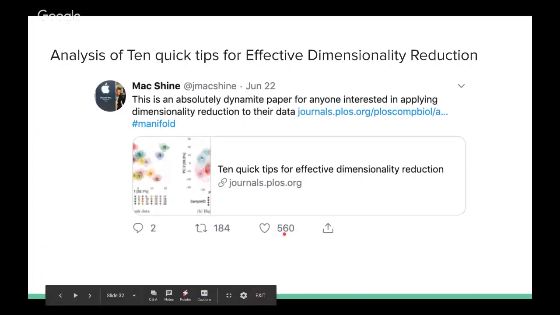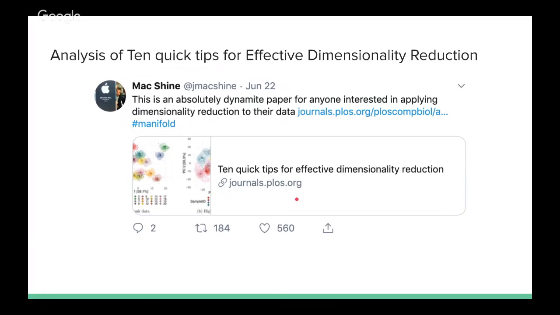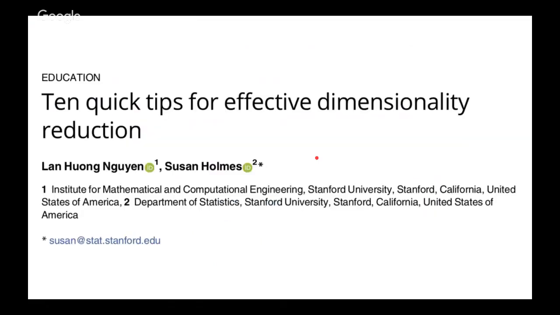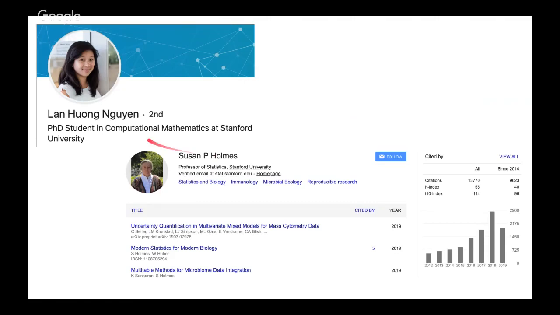This episode is motivated by a tweet I saw on Twitter, which is pointing to this PLOS paper, 10 quick tips for effective dimensionality reduction, which is written by Lan Huang Nguyen and Susan Holmes, both at Stanford. And it's a PLOS Biology paper. First author Lan Huang Nguyen, a PhD student in computational mathematics at Stanford University, and Susan Holmes, a professor of statistics at Stanford University.